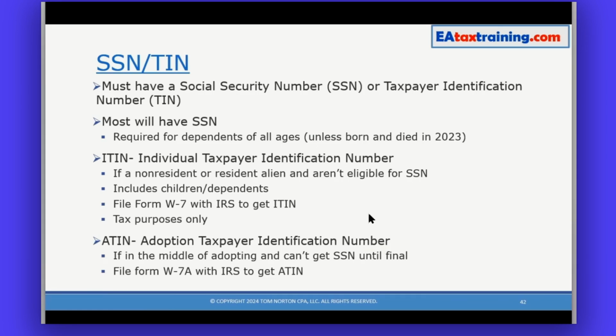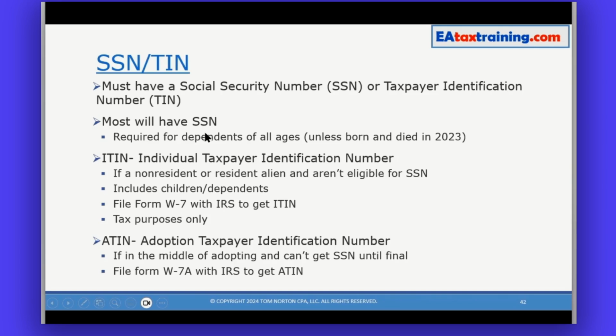Most people will have a social security number. It is required for the actual taxpayer or taxpayers on the return. It is also required for all dependents of all ages. Even if it's a newborn, you need to get the social security number before you file the return. The only exception is if you had the unfortunate circumstance of having a child that was born and died in 2023. So they were born in 2023, they died in 2023, then you don't need the social security number. Everybody else needs a social security number.